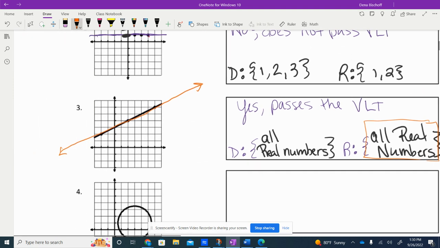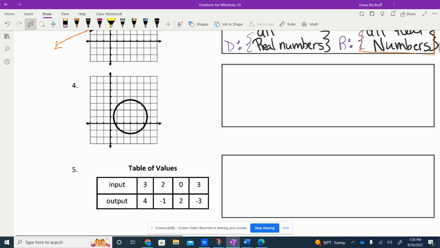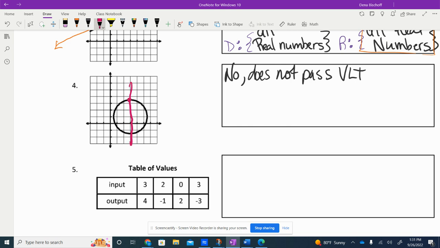All right. Let's look at that. What do I have there? What is that? A circle. Does it pass the function test? No, this is not a function. It does not pass the vertical line test. If I were to draw a vertical line on this, my vertical line would touch that circle in 2 spots, okay?